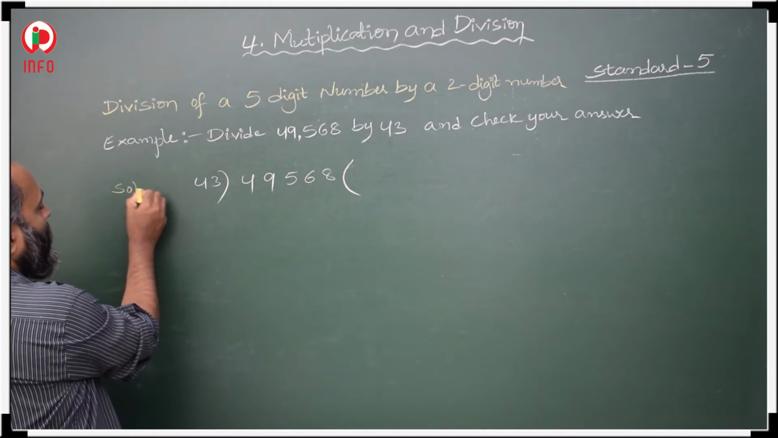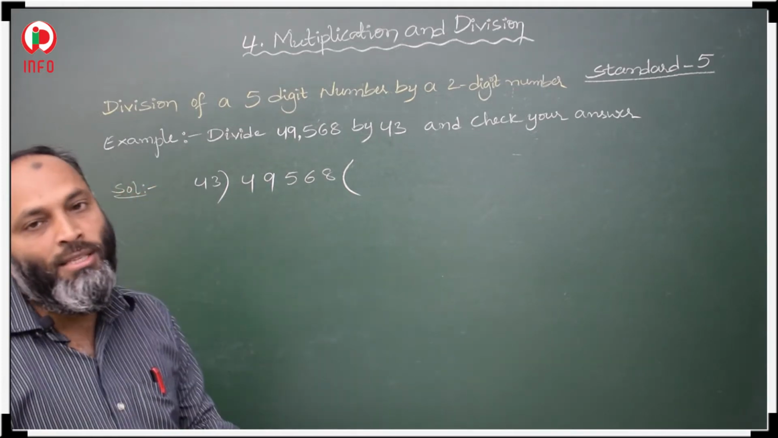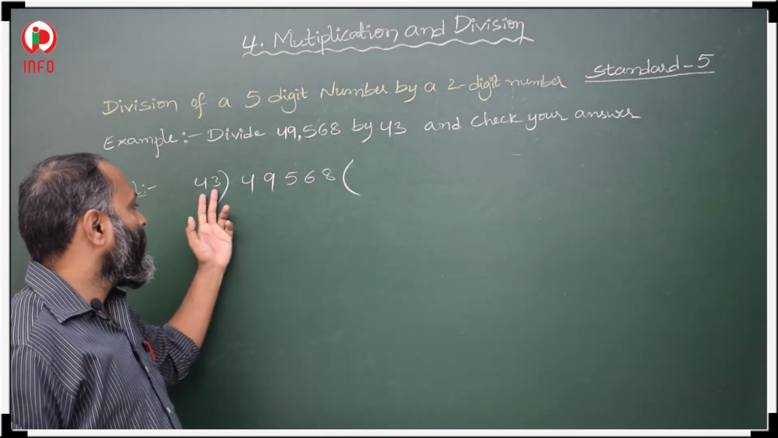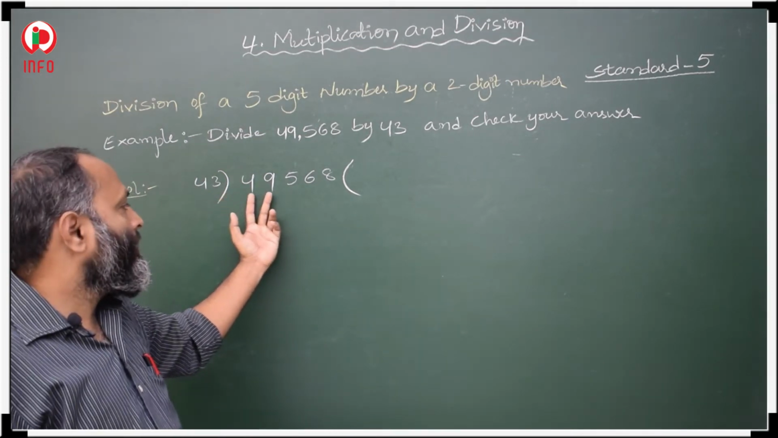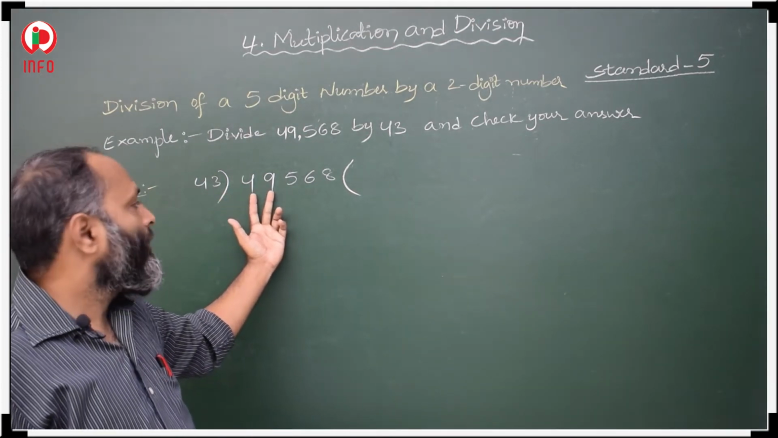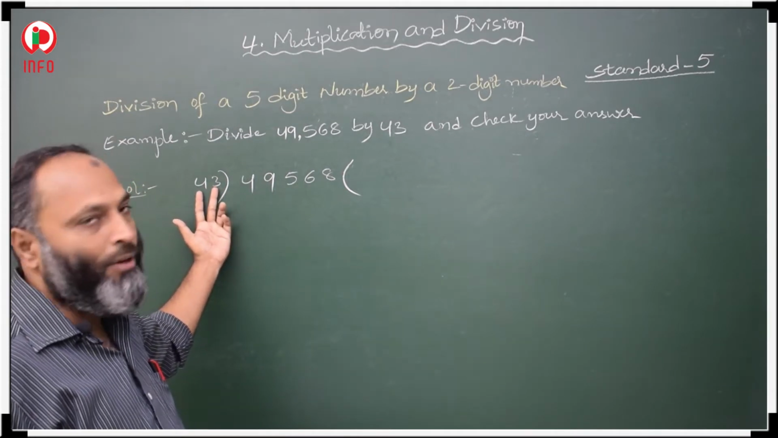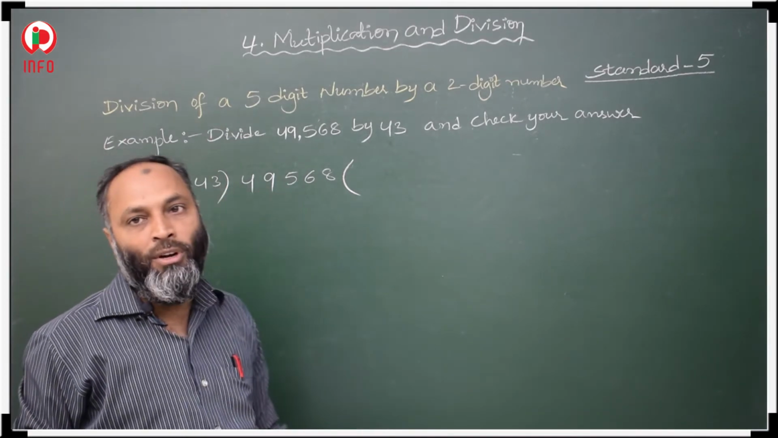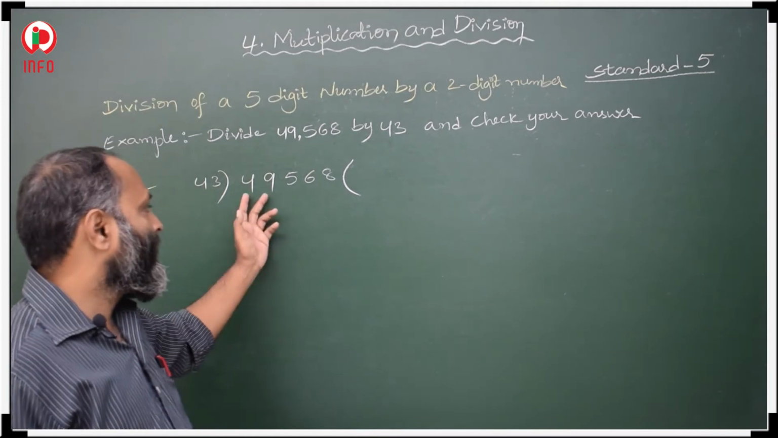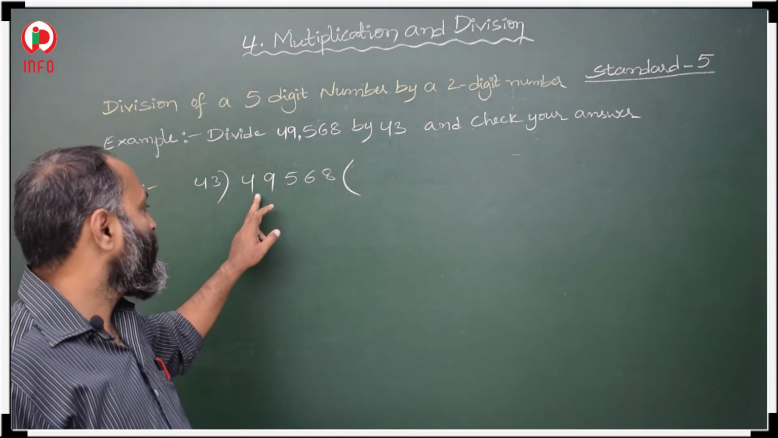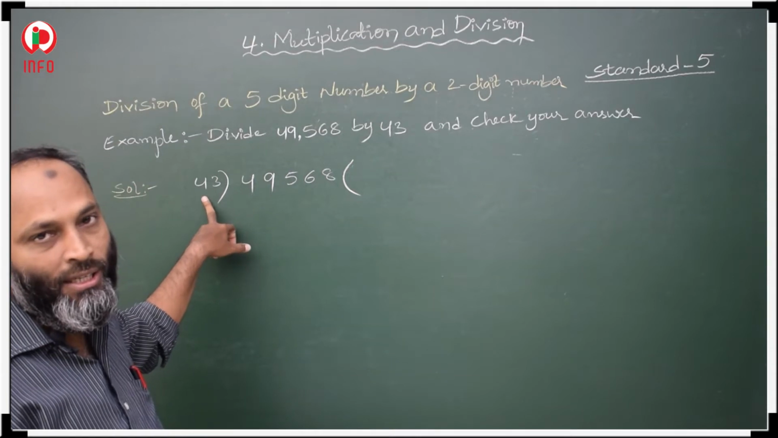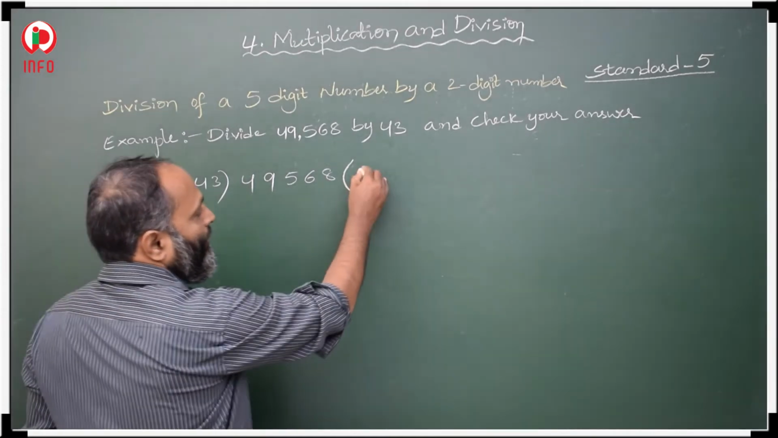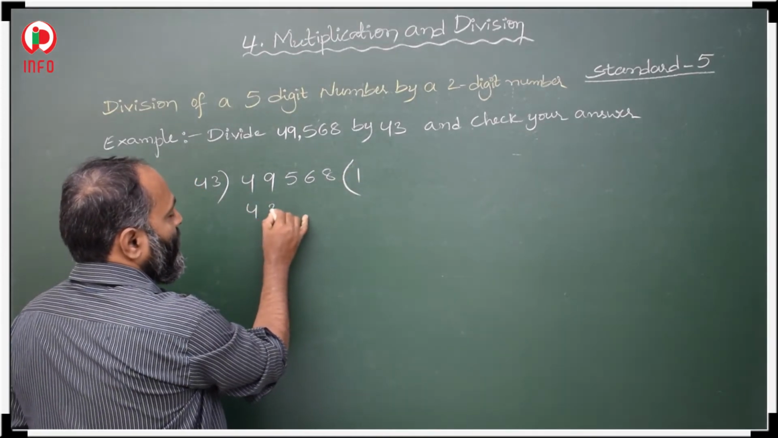How to check in the 43 table? Because 43 is a big table, and we don't know the 43 table. So how to check one by one? Here we have 2 digits in the divisor, so we check 2 digits, 49. 49 is greater than 43, so no need to take one more digit. 49 is very near to 43. 43 ones are 43.